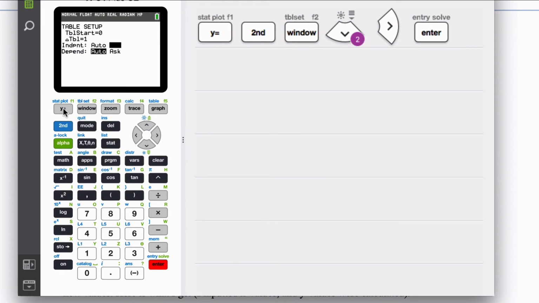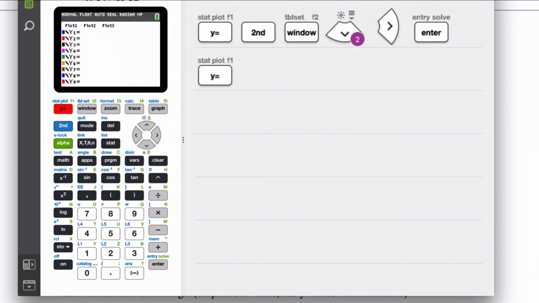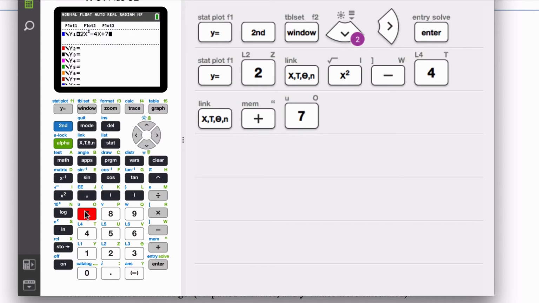Once you do this, you don't have to do it again. So then go into y equals, and what was our function real quick? Let me take a look. 2x squared minus 4x plus 7. Okay? Now, you don't even have to graph it unless you want to see what it looks like.